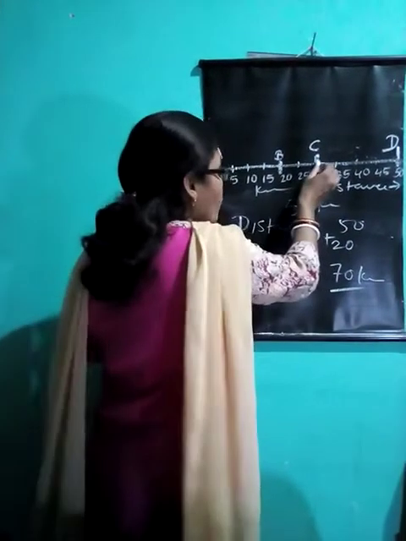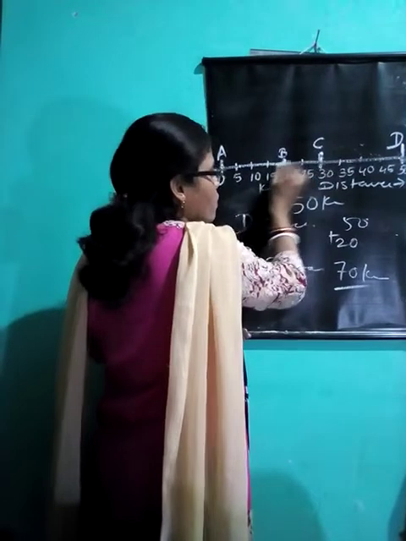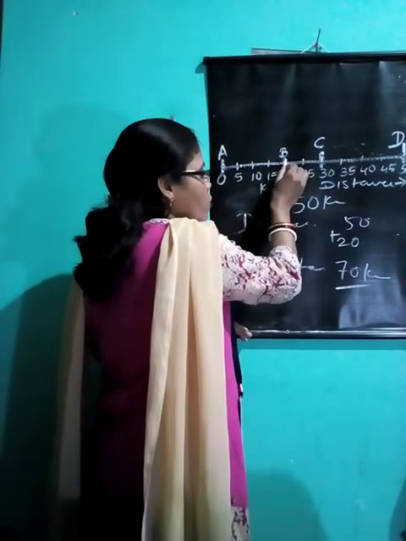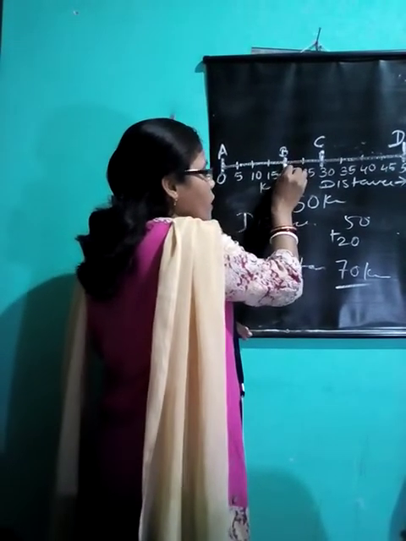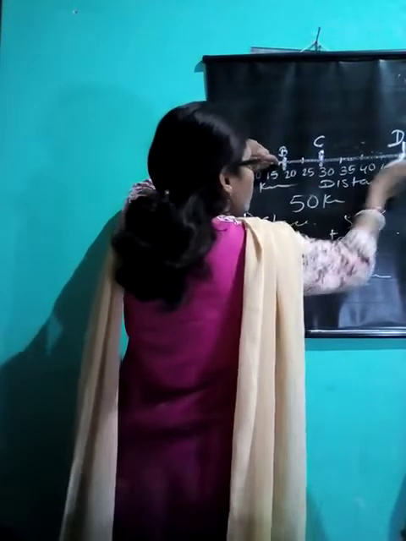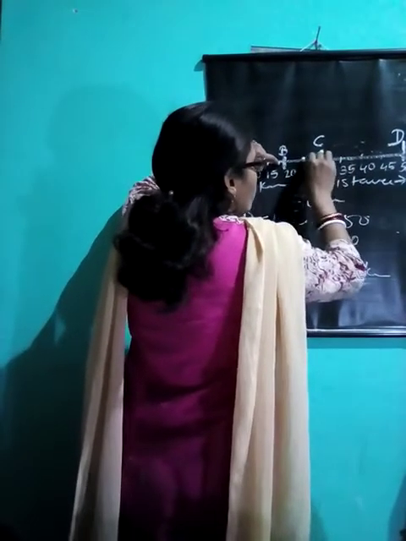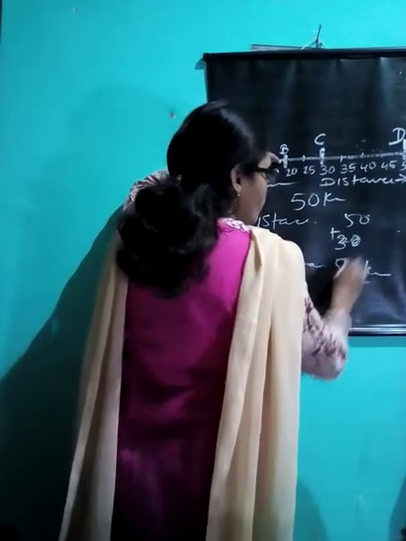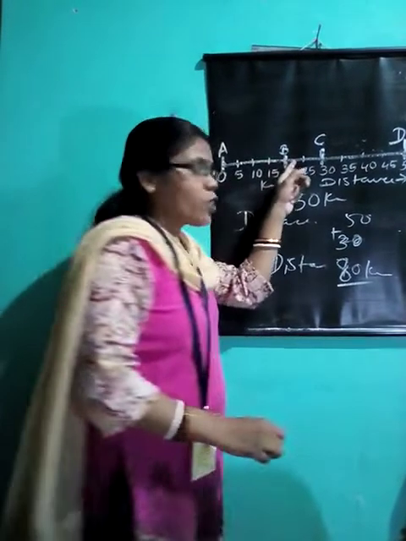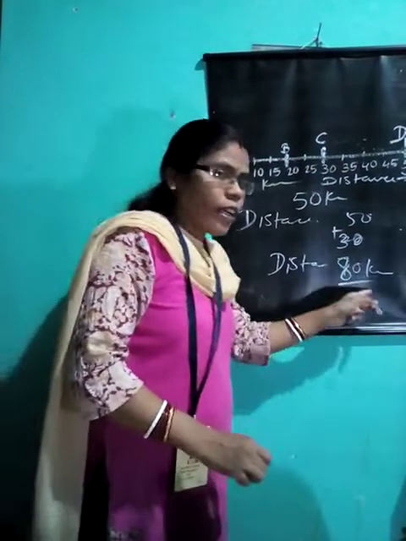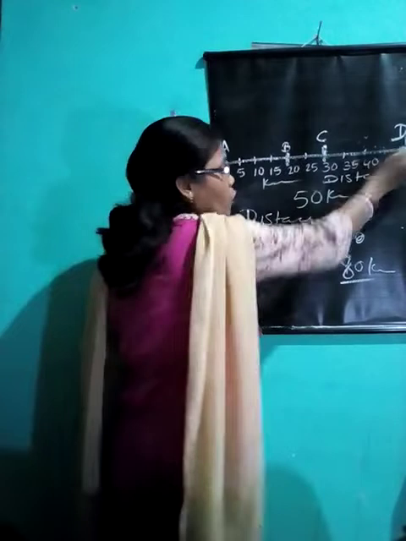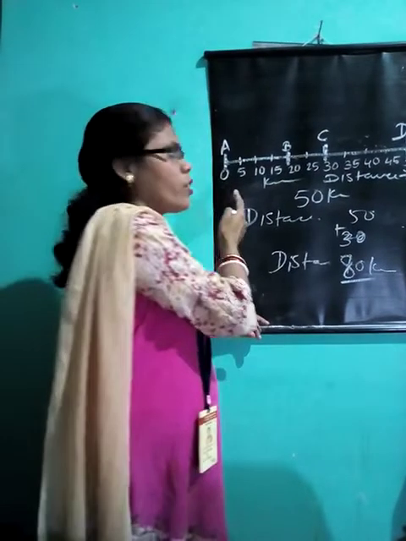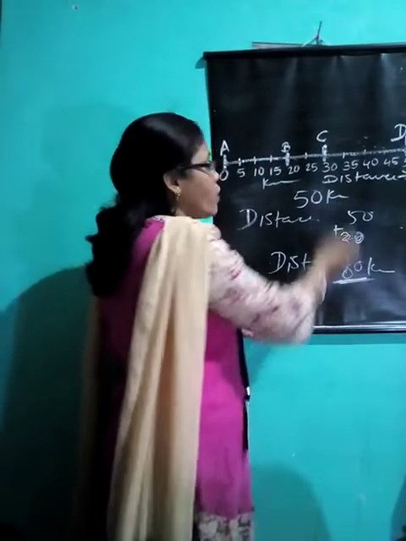Now again when it moves back in this opposite direction from C to B, again 5 kilometers, then again 5 kilometers. When it reached B, it has covered how much? It has covered here 20, 25, 30. So 50 plus 30, it has become 80 kilometers. When it reached back, the distance covered is 80 kilometers. You will be calculating the whole in this direction as well as along the opposite direction. So distance covered is now 80 kilometers.